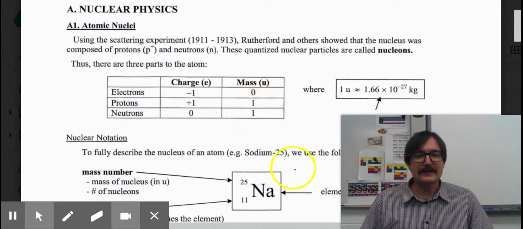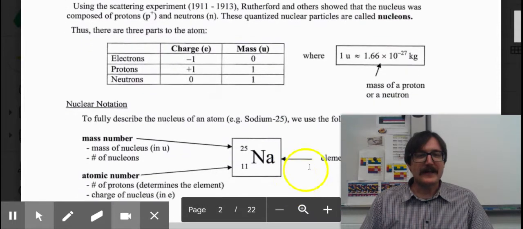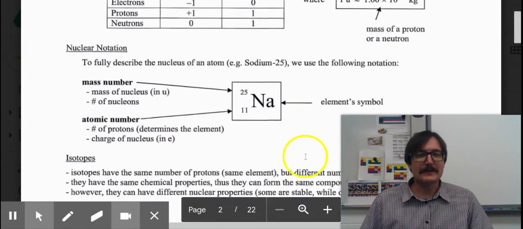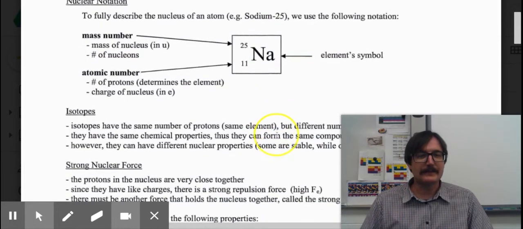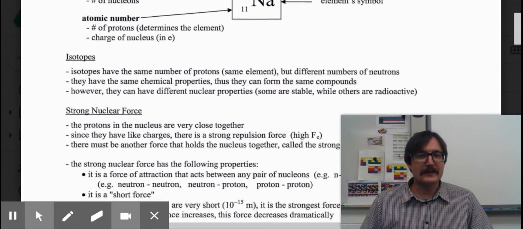Okay, nuclear notation. To fully describe the nucleus of an atom like sodium-25, here's the notation we're going to be using. Na is the symbol for sodium, 25 is the mass number, and 11 is the atomic number. The mass number is the mass of the nucleus in atomic mass units, and it's the total number of nucleons, which is 25. The atomic number is the number of protons. That determines which element it is, and sodium is element number 11. It's also the charge of the nucleus in elementary charges, which means there are 11 protons there, each with a +1 charge.